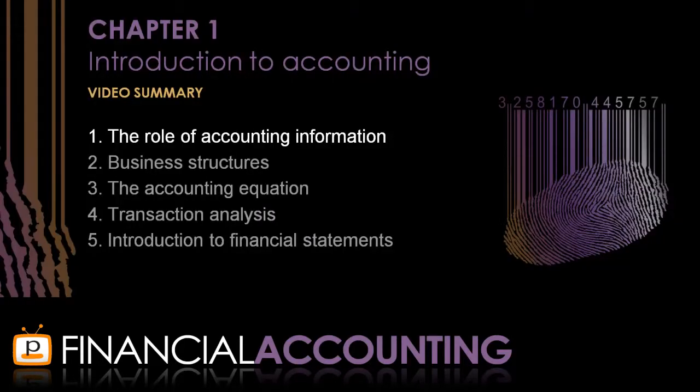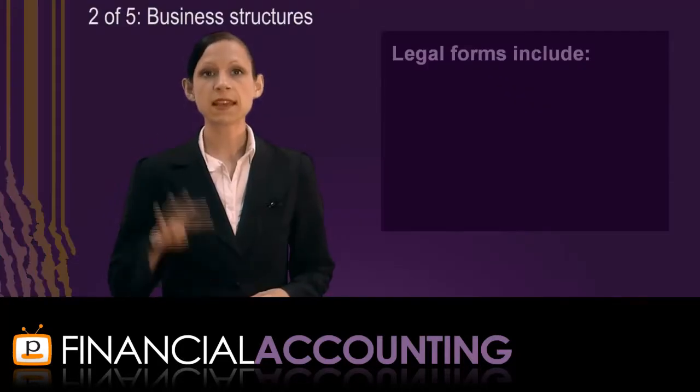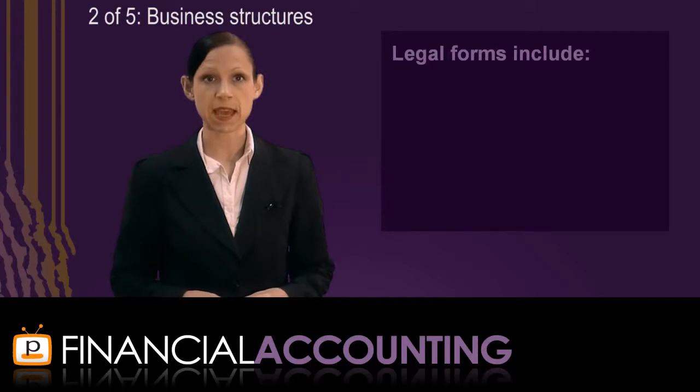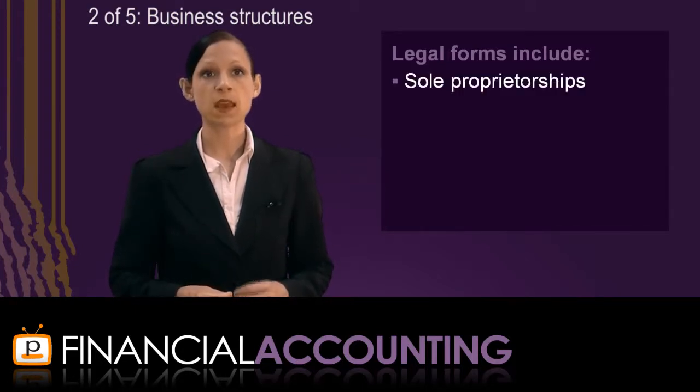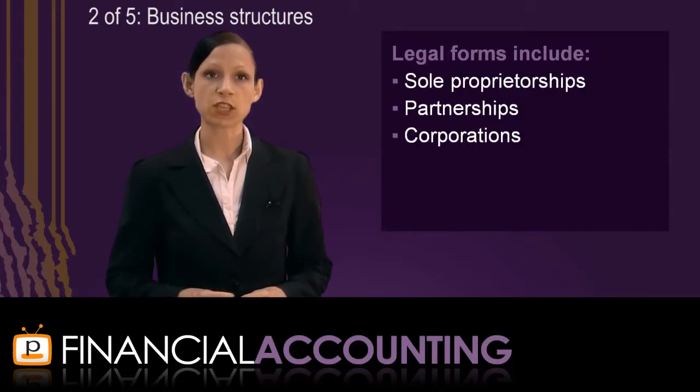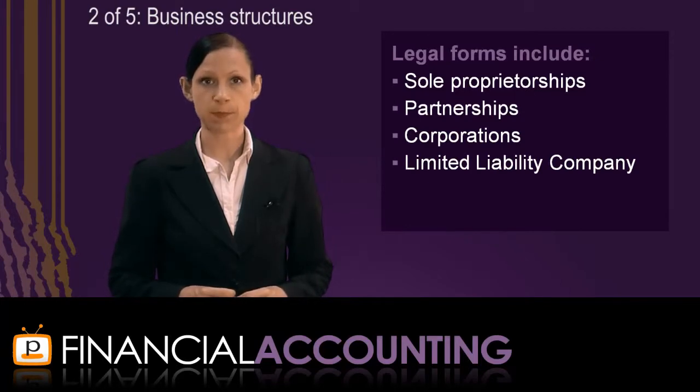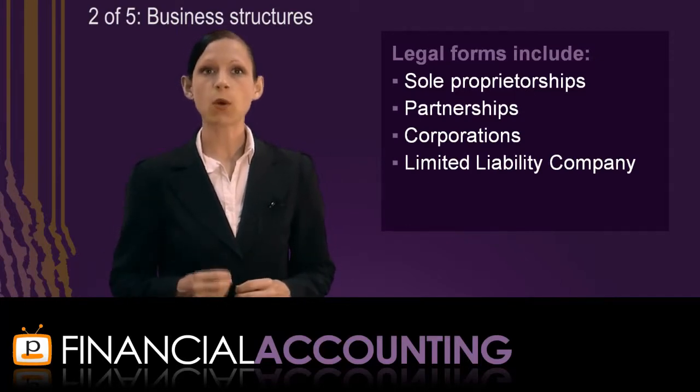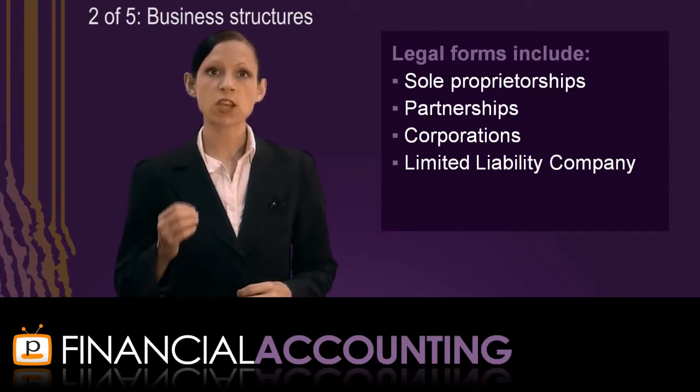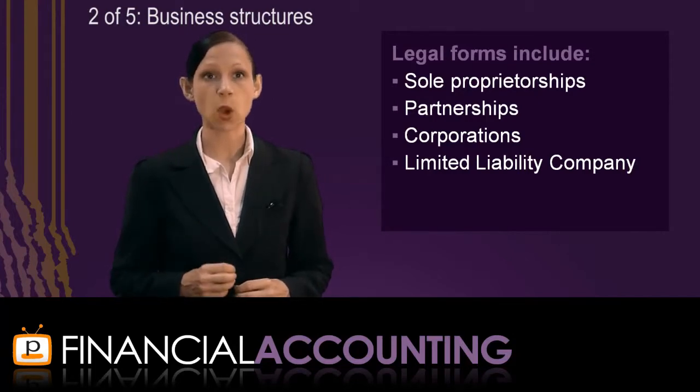Now we have discussed the role of accounting information, let's talk about business structures. The text covers four legal forms a business can take: sole proprietorships, partnerships, corporations, and a limited liability company. What they have in common is that they are all separate business entities, so the accounting records of the business and the owners need to be kept separate.